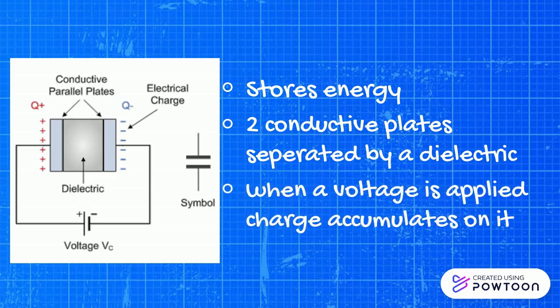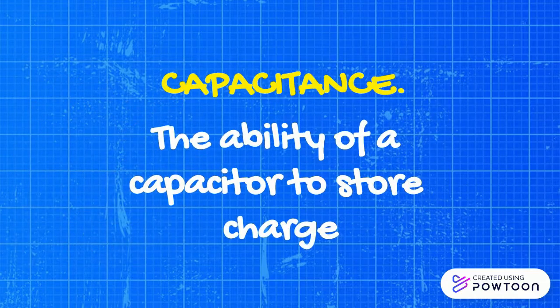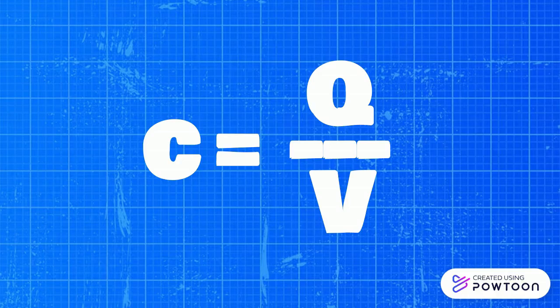When a voltage is applied across the plates, electric charge accumulates on them, and energy is stored in the electric field between the plates. The ability of a capacitor to store charge is called capacitance. Capacitance is defined as the ratio of stored charge to applied voltage. It is measured in farads.